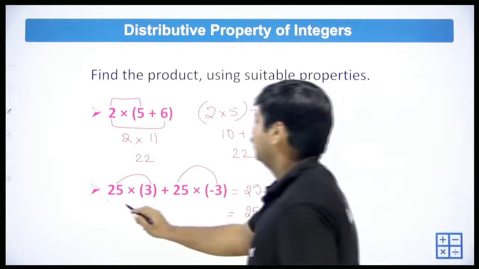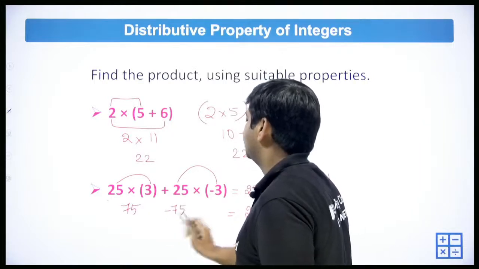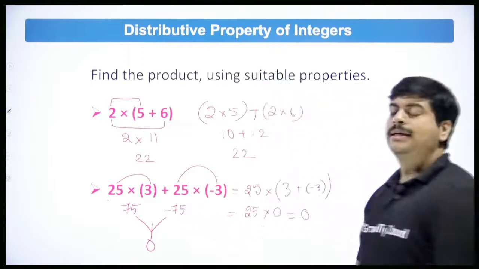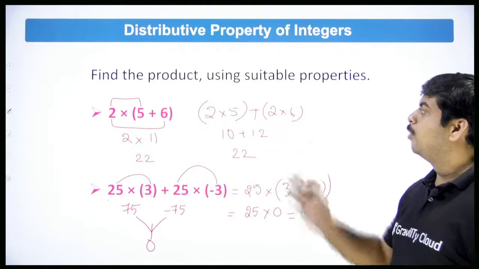25 into 3 is 75, 25 into minus 3 is minus 75. So these two will make the sum equal to 0. Understand? So this is about distributive property.